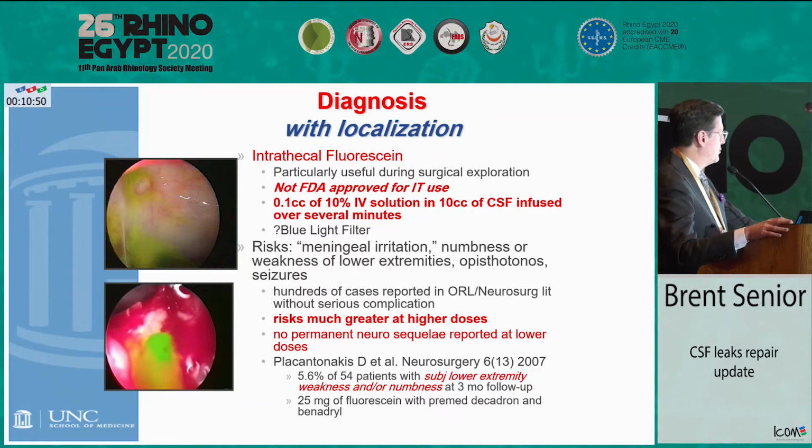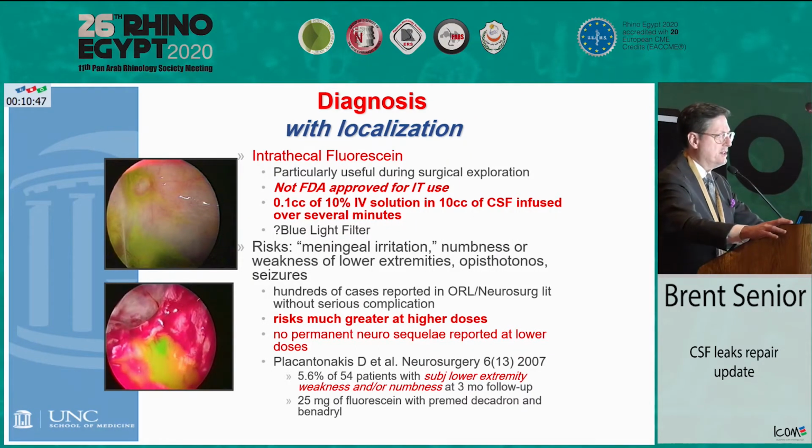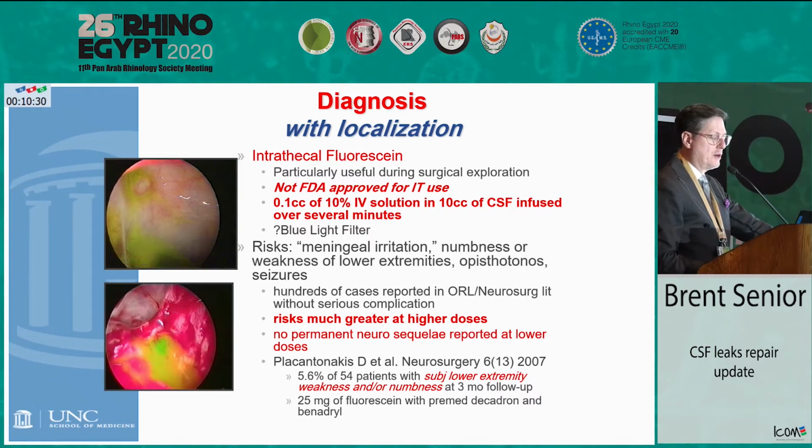I really like intrathecal fluorescein. Intrathecal fluorescein is very helpful at identifying these leaks. It's not approved in the United States by the FDA for intrathecal use. However, fluorescein is very, very safe at very low doses in the intrathecal space. At higher doses, it can cause meningeal irritation and even seizures, but at low doses, really no significant complications have been reported. We use 0.1 cc's of a 10% solution and mix it in 10 cc's of the patient's own CSF and infuse it into their intrathecal space over the course of several minutes. And this we find to be very, very helpful.